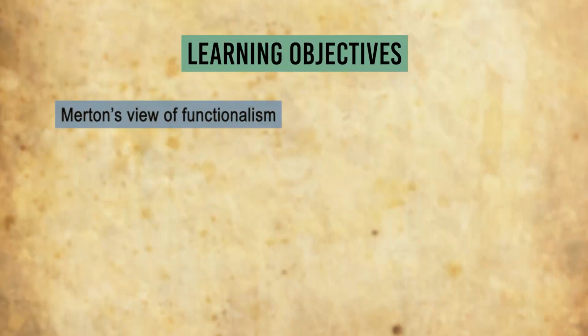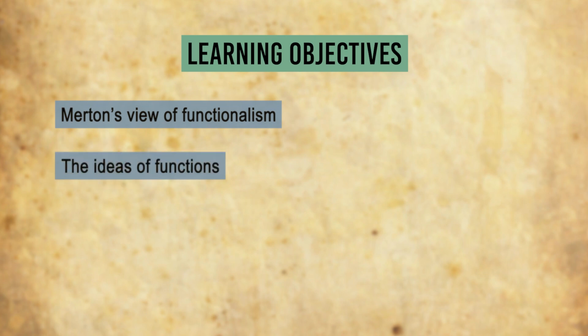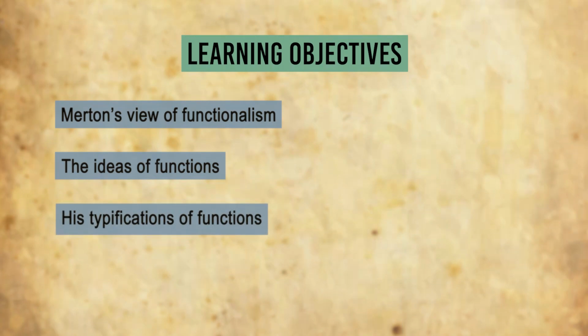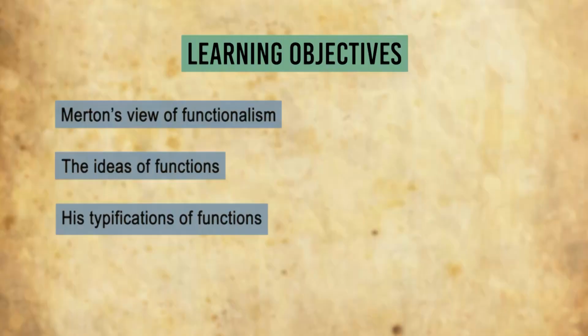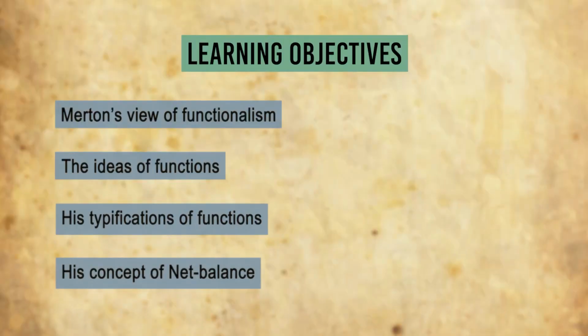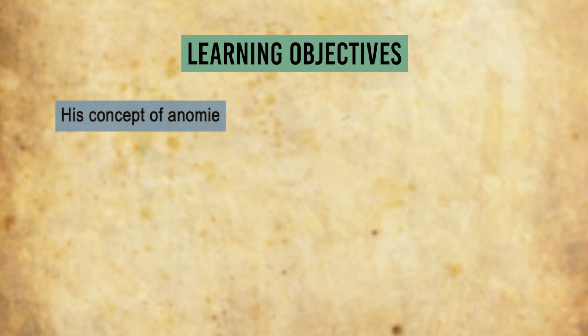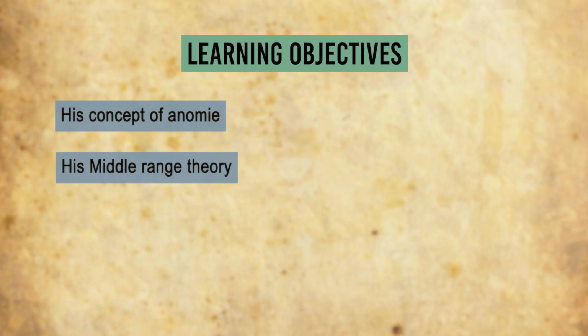We shall be learning here the primary components of Robert Merton's theory of functionalism, the ideas of functions, the different typification of functions, for instance, dysfunctions, for instance, non-functions, his concept of net balance and how we use it in sociological parlance. We shall also be learning about his idea of anomie and how Robert Merton proposes his middle range theory as a critique against Talcott Parsons' grand theory. Let's begin.